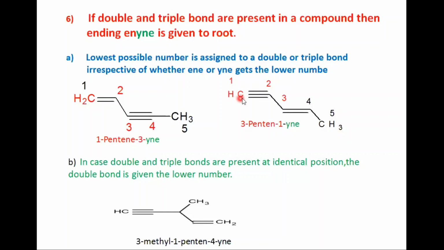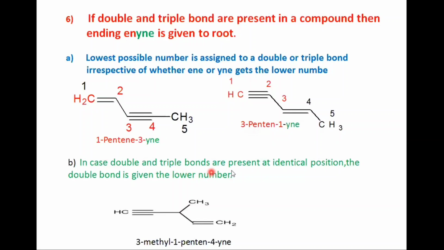So the correct name of this structure would become 3-pentene. As we know that we should write the name of alkene first and alkyne later. So the 3 position contains a double bond, so 3-pentene, and the 1 position contains a triple bond, so 1-yne. So the systematic name would become 3-penten-1-yne. In case double and triple bonds are present at identical positions, the double bond is given the lower number.